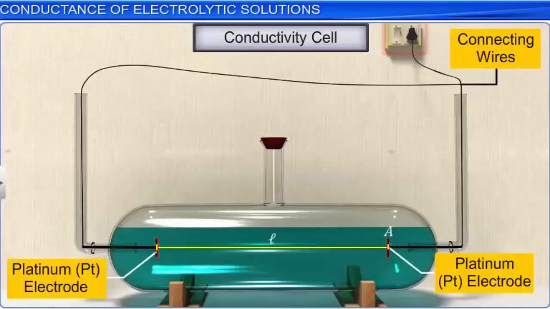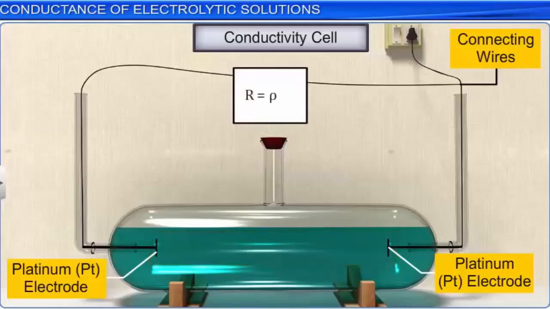The column of the solution separating the 2 electrodes then has a resistance described by the equation R is equal to rho into L upon A. The cell constant, G star, depends on the distance between the electrodes and their cross-sectional areas. G star is equal to L divided by A. The unit of cell constant is per centimeter.